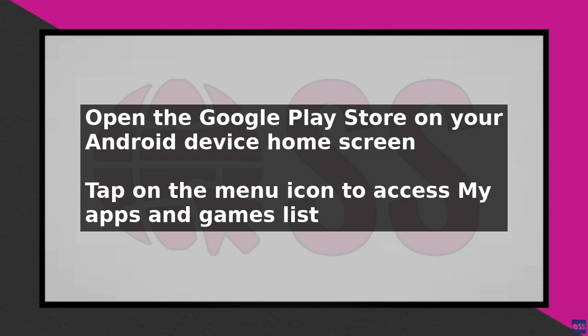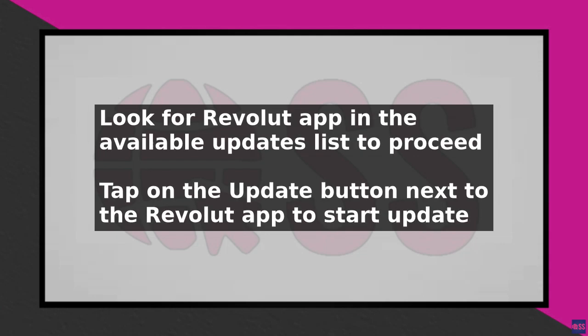Once the Google Play Store is open, tap on the menu icon, which is usually 3 horizontal lines in the top left corner. From the menu, tap on My Apps and Games. This will take you to a list of all the apps installed on your device, with available updates listed at the top. Look for the Revolut app in the list of available updates.